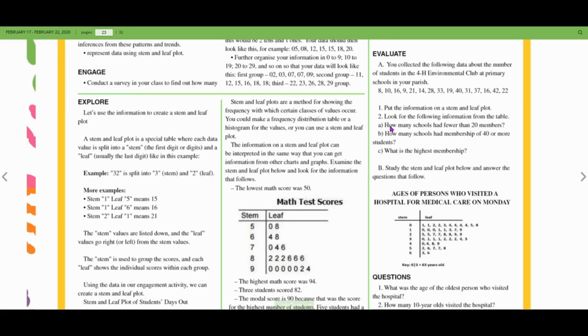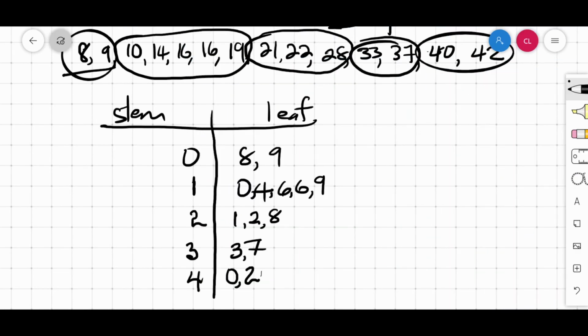We did that. Look for the following information in the table. How many schools had fewer than 20 members? So let's move this out of the way. Fewer than 20 members. So this is where 20 is. So everything below this would be fewer than 20. So we have 1, 2, 3, 4, 5, 6, 7.